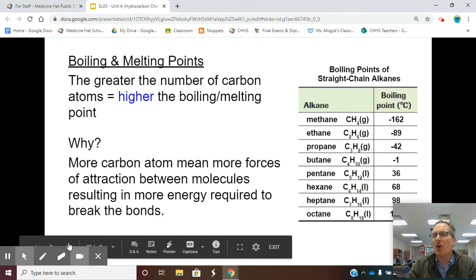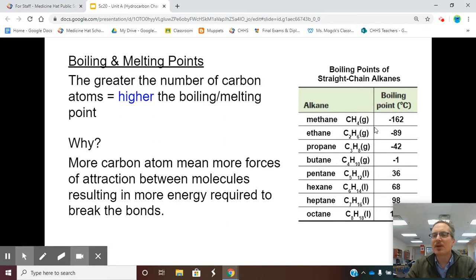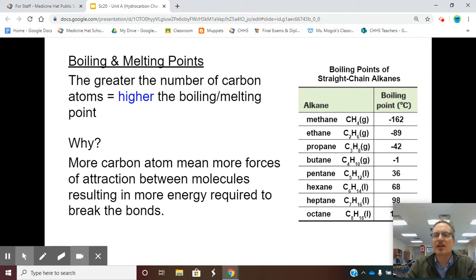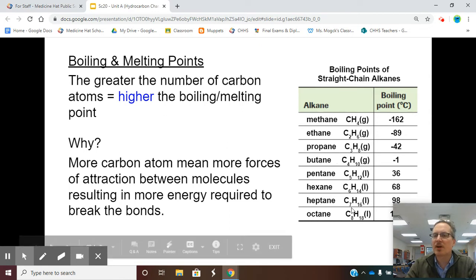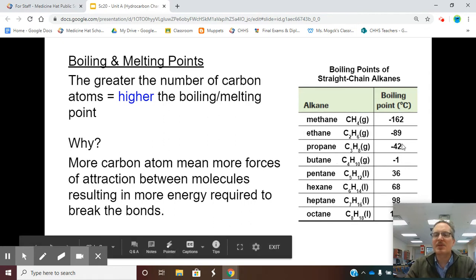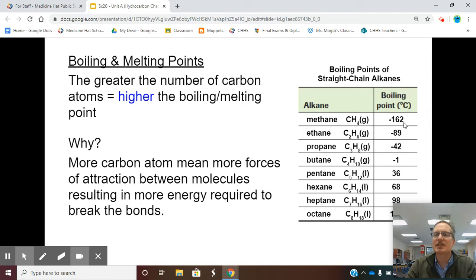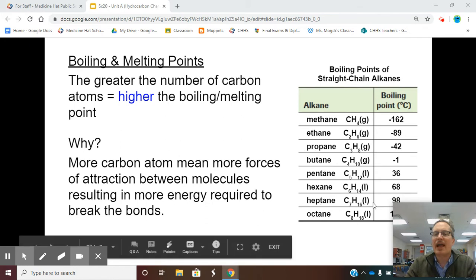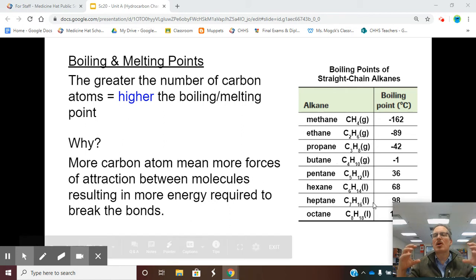The question is why? So I've got some real life examples right here. So we have methane all the way to octane. So these are all straight chain alkanes going from 1 carbon, 2, 3, all the way to 8 carbons in a row. We'll notice that their boiling points go up, like we saw in the graph, minus 162 degrees Celsius, minus 89 degrees Celsius, minus 42. And we work our way up to 98 degrees and 125 degrees for an 8 carbon chain. So why is it that the bigger my molecule, the more carbons there are, the boiling point goes up?